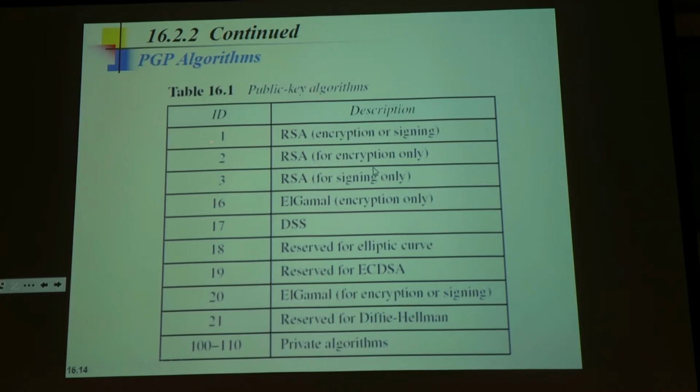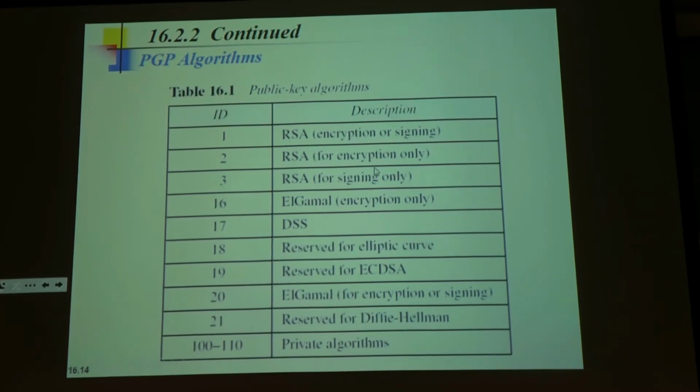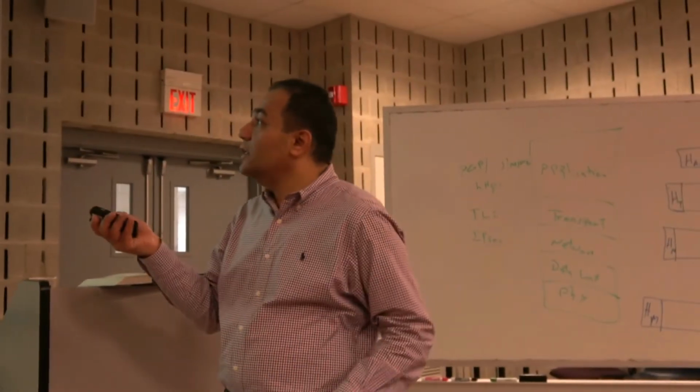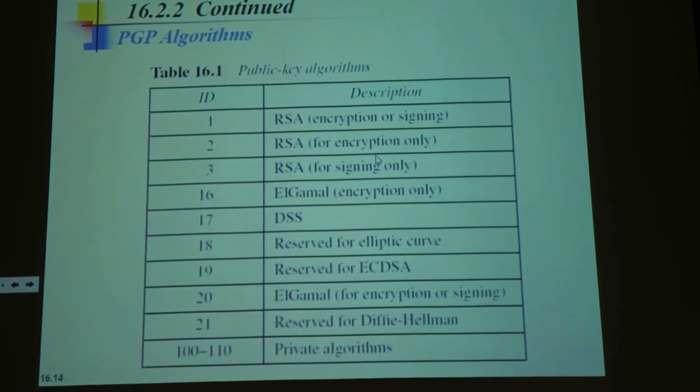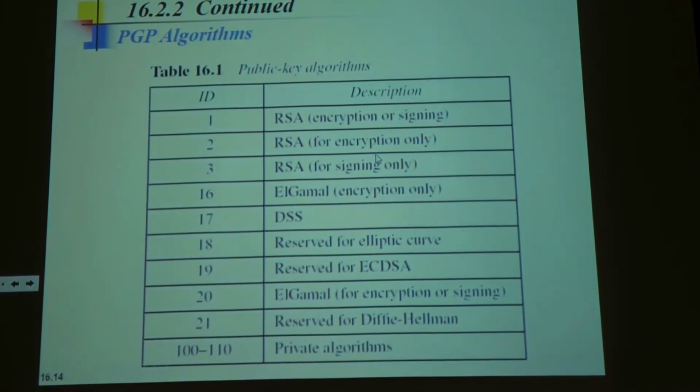ID 1, RSA, encryption or signing. So in PGP, there are different functions you could do. You could choose. If the ID is 1, then you are doing encryption and/or signing using RSA. RSA is the asymmetric algorithm that we have learned, the first one we have learned. If the ID is 2, then we're using RSA for encryption only. 3, RSA for signing only. So this is encryption and signing, encryption only, signing only.